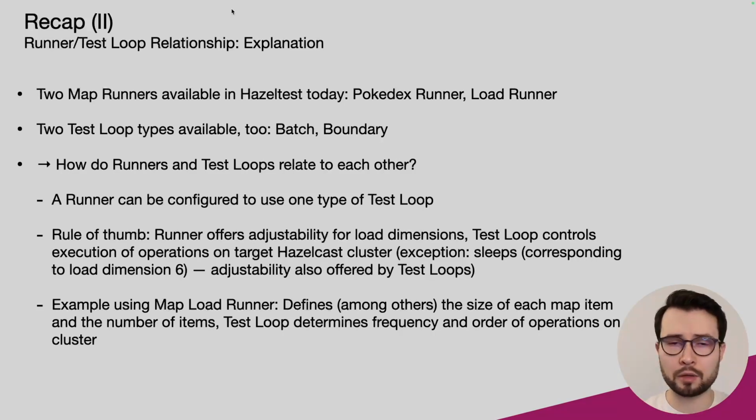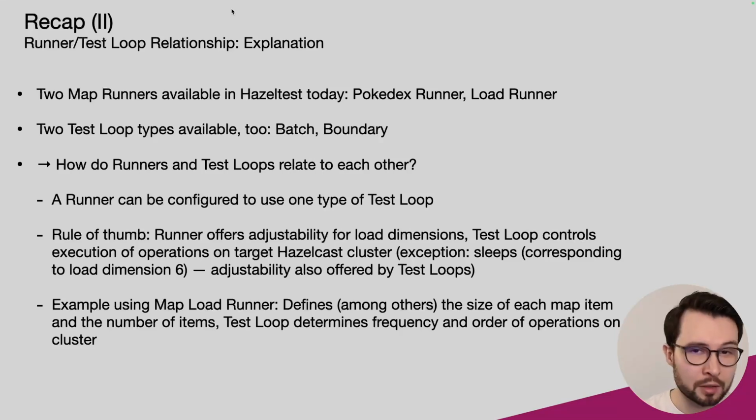Next up is the relationship between runner and test loop. As of today's video, there are 2 map runners available in Hazeltest, the Pokédex runner and the load runner. And there are 2 test loop types available too, the batch test loop and the boundary test loop, which begs the question, how do they relate to each other? Because even if you haven't watched any of the previous Hazeltest videos, looking at the slides you've seen thus far alone would imply that runners and test loops are distinct yet somehow related concepts in Hazeltest, right? So how do they relate to each other?